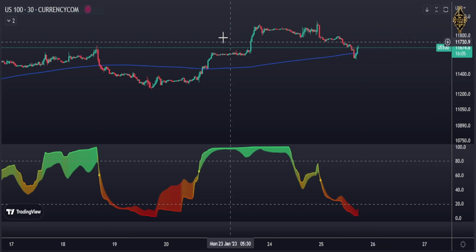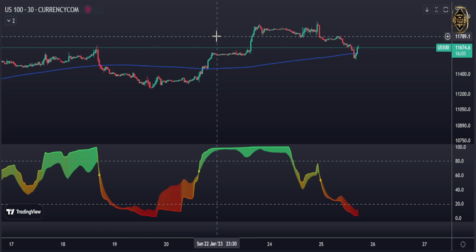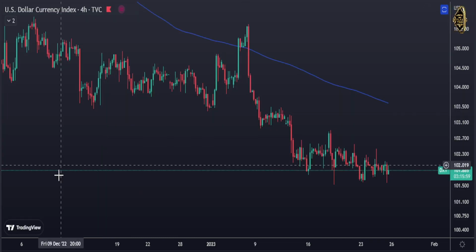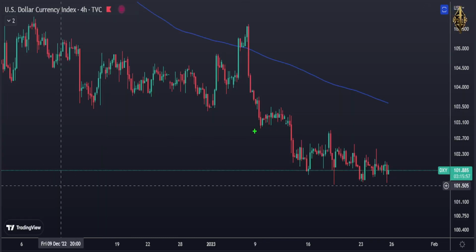Now let's see the DXY, or US dollar, and what it's doing today. Here we are in the DXY. What else did we say about it? We said we've got a triangle here. Until now it hasn't broken up and it hasn't broken lower. So until now we also stay in waiting.